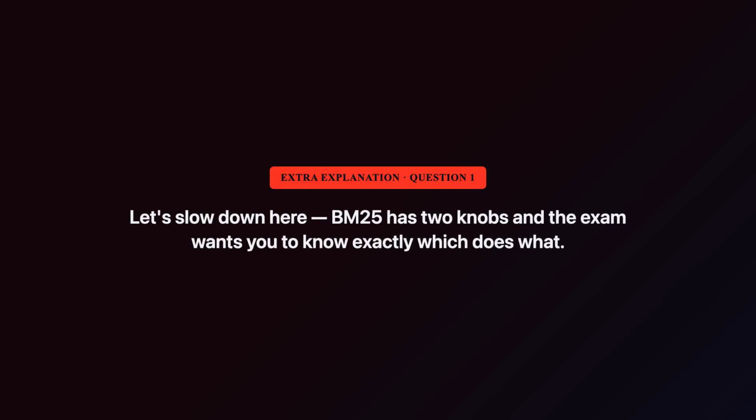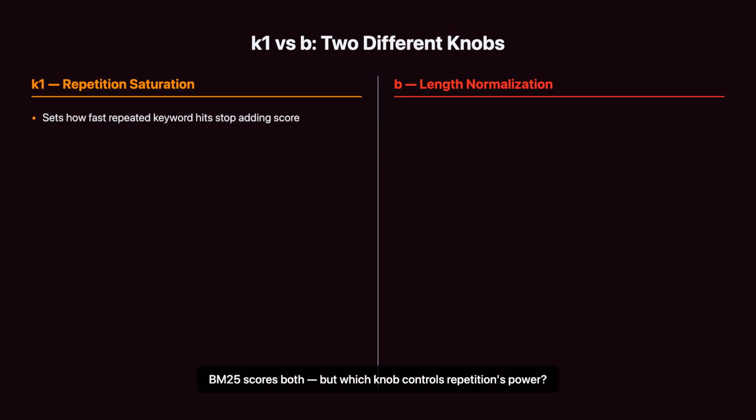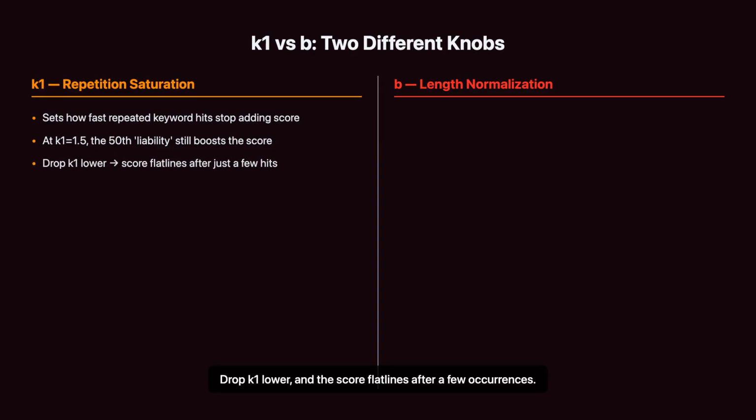Let's slow down here. BM25 has two knobs and the exam wants you to know exactly which does what. Imagine a document that says liability 50 times and a shorter doc with the precise answer. BM25 scores both, but which knob controls repetition's power? That's K1. It sets how fast repeated hits stop adding score. At K1 equals 1.5, that 50th liability still gives a meaningful boost. Drop K1 lower, and the score flatlines after a few occurrences.